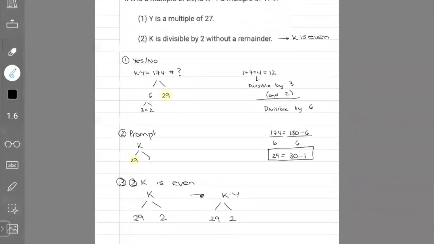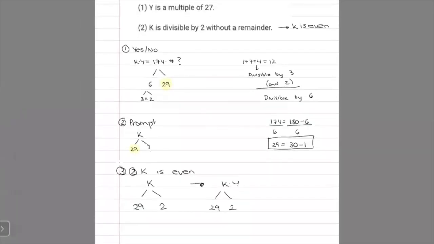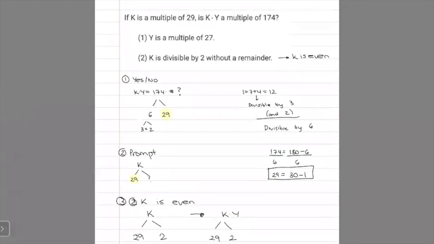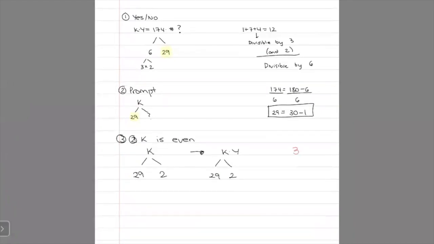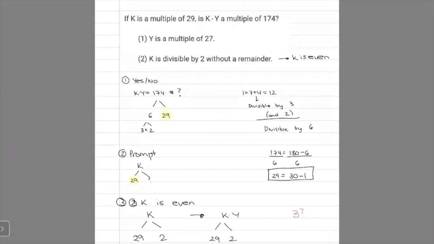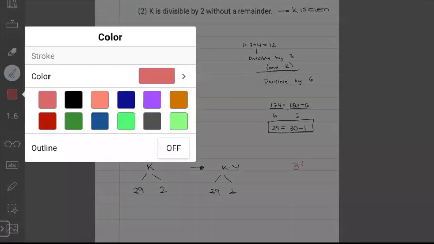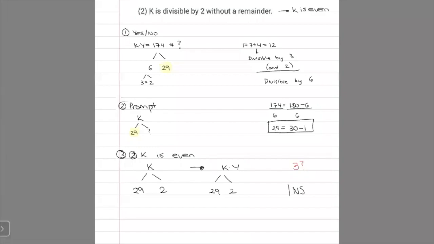And remember that in order to be a multiple of 174, which we factorized as 3 times 2 times 29, we would also need to have a 3. So the problem here is that we don't know if there's a 3 in there or not. Since we don't know if the 3 is in there, it's not going to be sufficient. We just don't know for sure if this is going to be divisible by 174. If instead they had said it was divisible by 6 or a multiple of 6, then it would be sufficient, because now you would have a 6 in there. So for sure it would work.